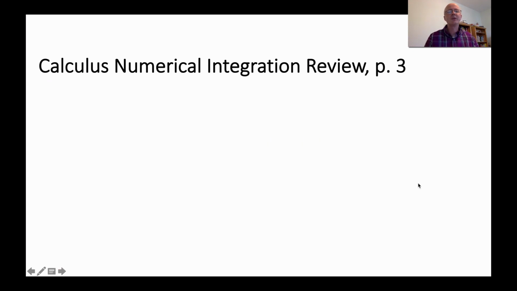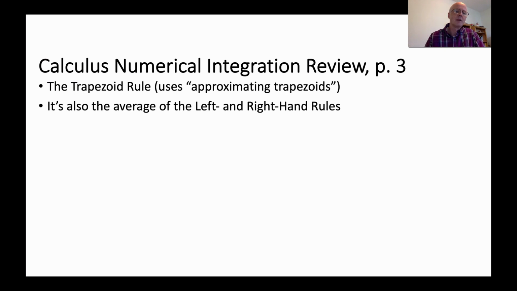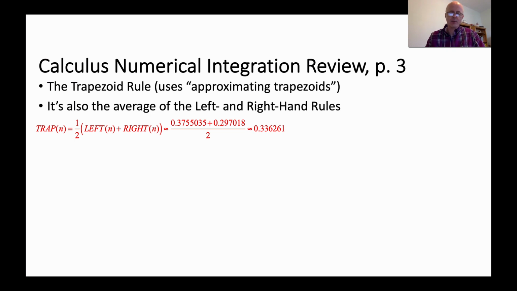All right, on to the trapezoid rule. It's called the trapezoid rule because you can interpret it in terms of approximating trapezoids. It's also the average of the left and right-hand rules. You saw with the previous example, the left-hand rule was too big, the right-hand rule was too small. Maybe we should try averaging them, add them together and divide by 2. And that's one way to think about the trapezoid rule. And that's the way I'm thinking about it here.